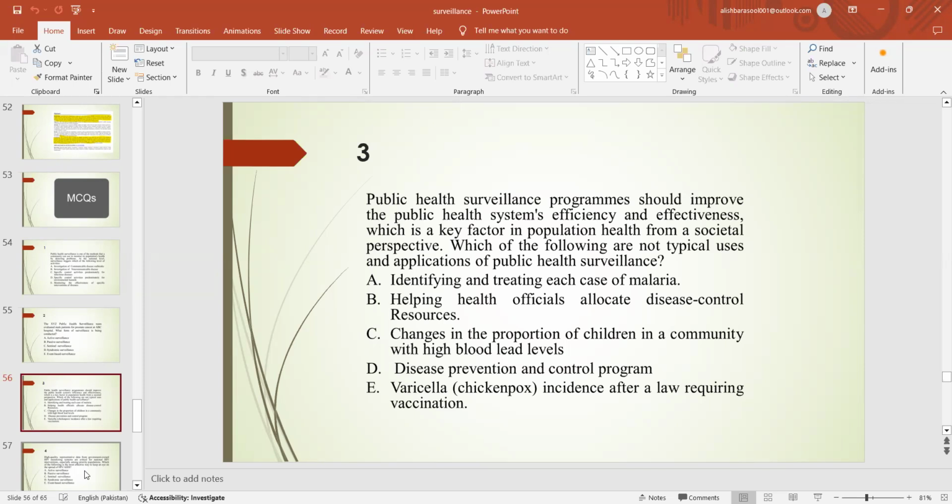It's D, disease prevention and control program.